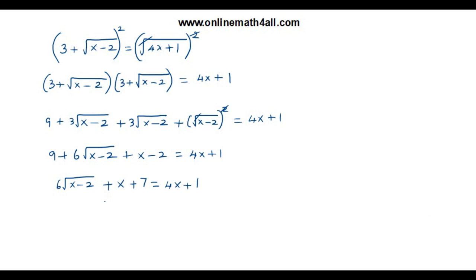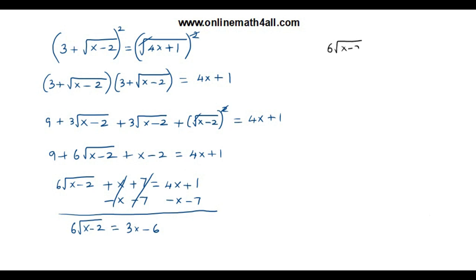For that, I have to get rid of the positive x and positive 7 on the left side. So I subtract x and 7 from both sides. When I do it, this one will cancel out. 6 times square root of x minus 2 is equal to, and the simplification of this part is 3x minus 6. So 6 times square root of x minus 2 is equal to 3x minus 6.